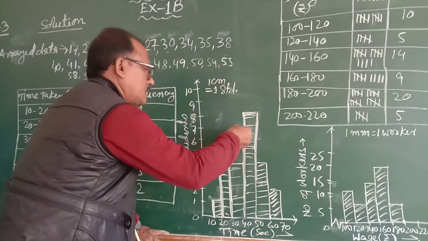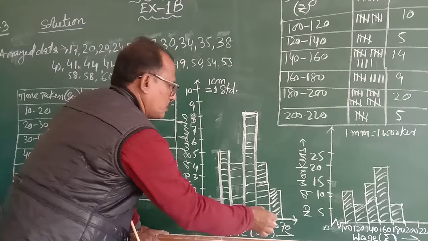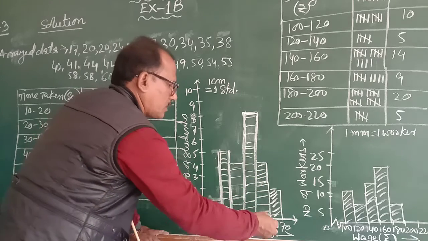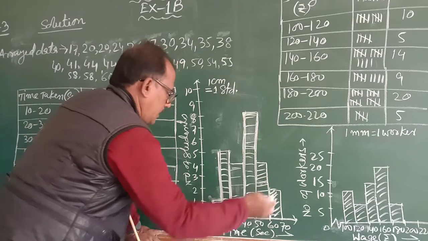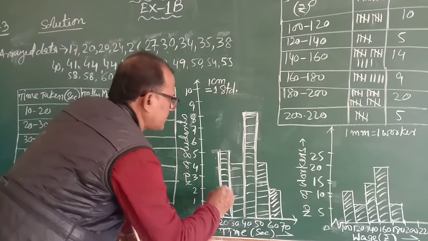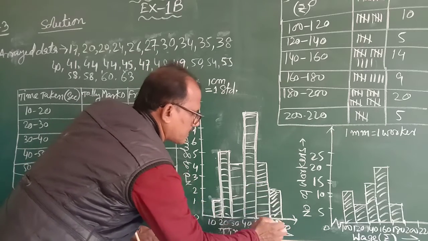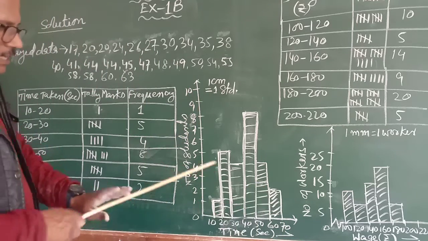8 are there. You take this line up to 8. Now 50 to 60, how many are there? 5. You take this line up to 5. Then 60 to 70, how many are there? 2. Now you connect all. And the last one you connect taking the same. It will be easier. Could you understand?